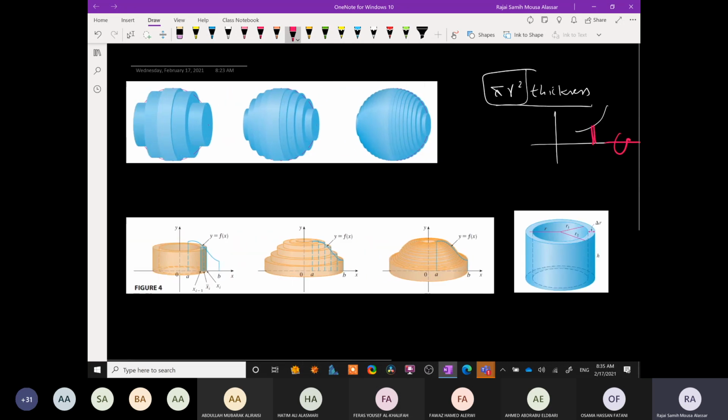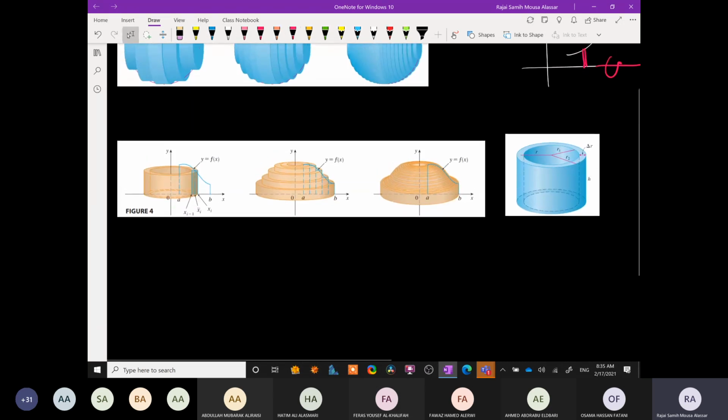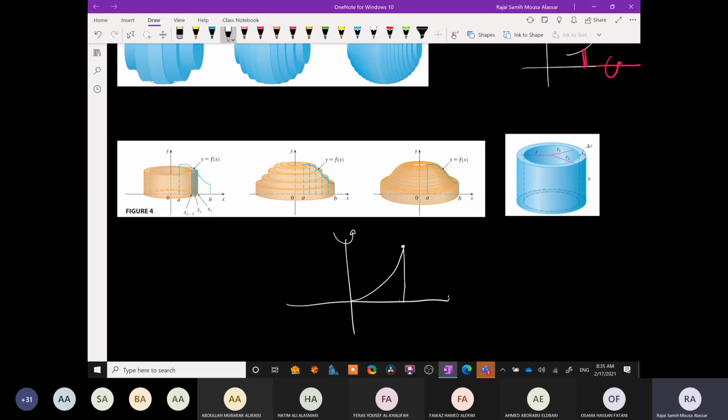All right, there's another way of doing this. Instead of taking a sample that is perpendicular, let's say that I'm interested in this region here. Let's just make it a little larger. And I have this region, and I would like to find the volume if I rotate this about the y-axis.